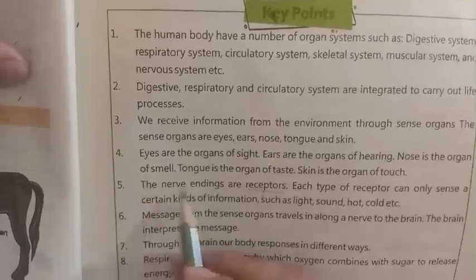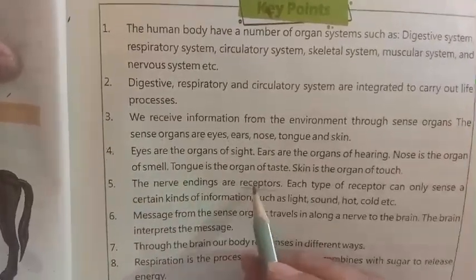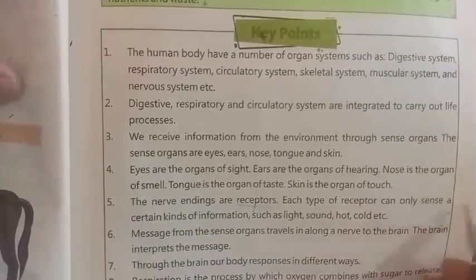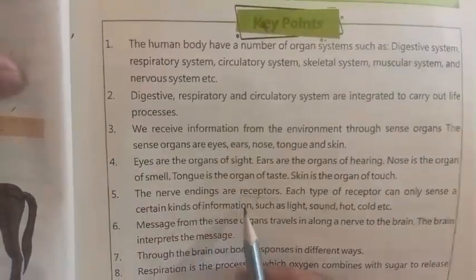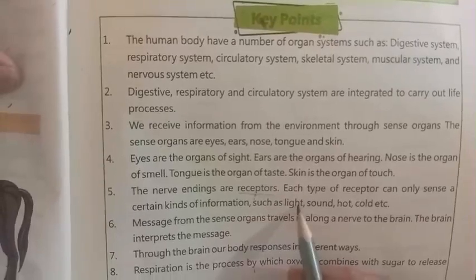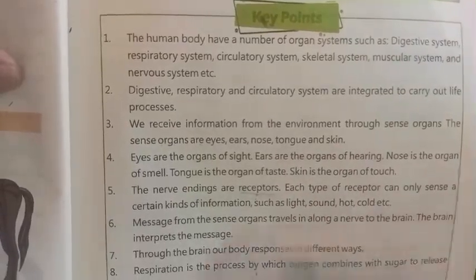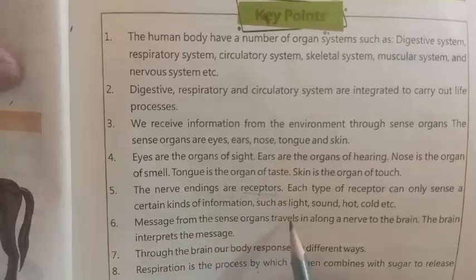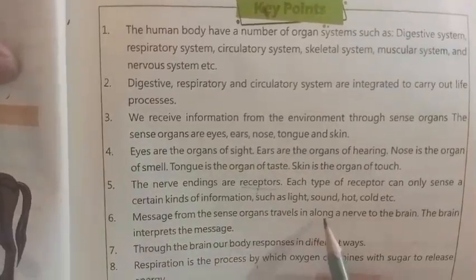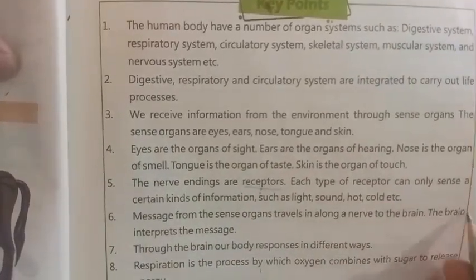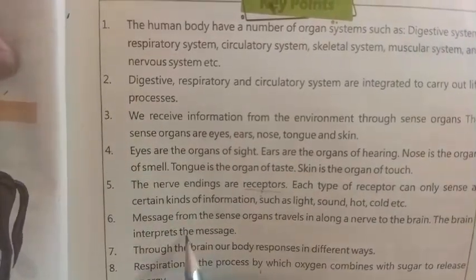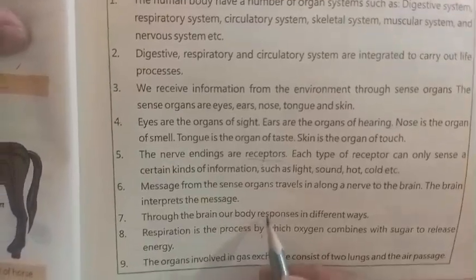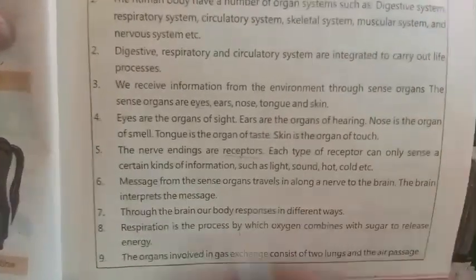Number 5. The nerve endings are receptors. Each type of receptor can only sense a certain kind of information such as light, sound, hot, cold, etc. Number 6. Messages from the sense organs travel along a nerve to the brain. The brain interprets the message. Number 7. Through the brain, our body responds in different ways.